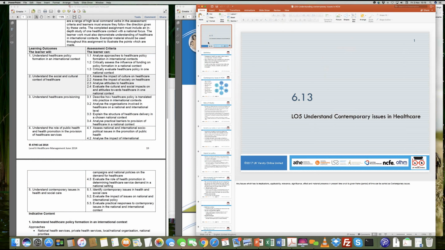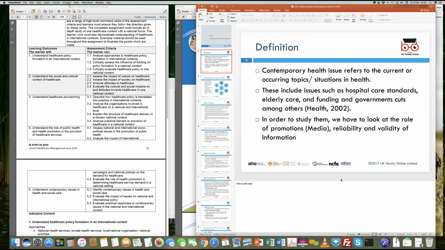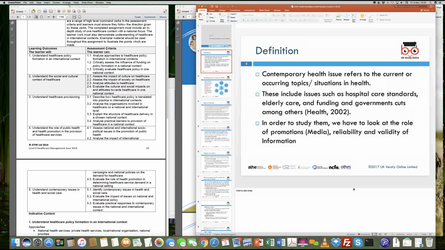So contemporary issues would be defined, and I put a definition here in the slide notes, as issues which have implications, applicability, relevance and significance, and affect the present at any given time, and they have to be sorted in a particular fashion or in a particular time frame. To simplify the definition, contemporary issues refer to current or occurring issues in the healthcare sector.